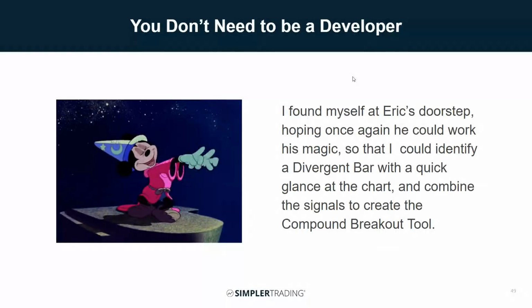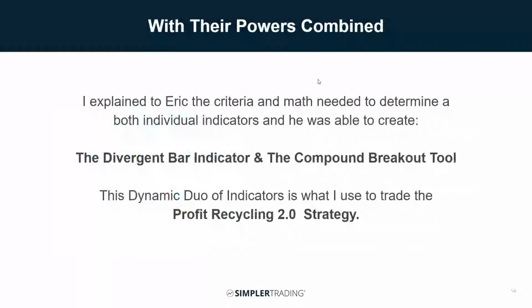And so I found myself at his doorstep, hoping he could once again work his magic for the divergent bar, just like he did for the compound breakout tool, and figure out a way where I could quickly identify both of these and see them in a much easier to read way on my charts, and also be able to see it quickly with just a quick glance rather than spending the time really focusing in and doing that math.